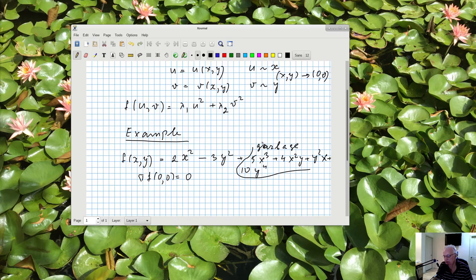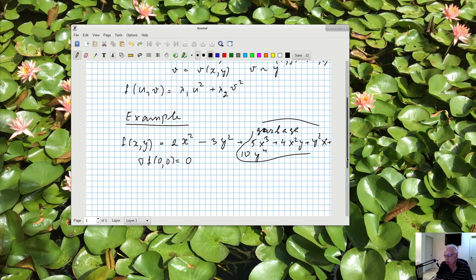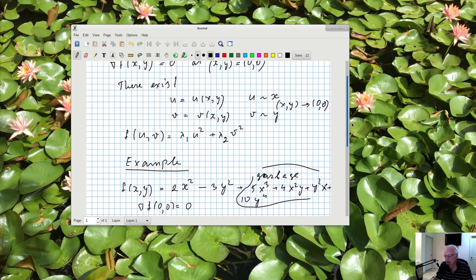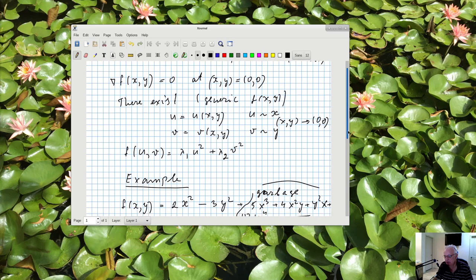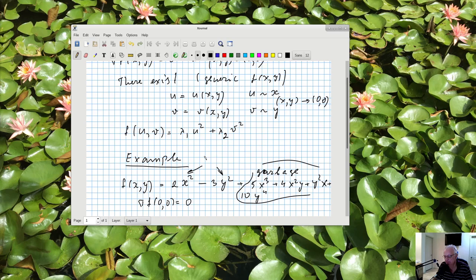This is the quadratic part. Then let me construct the Morse change of variables that will make this function look like the sum of squares, like that. Again, I mean generic, this works for the generic f of x, y. Generic means you have both lambdas, both squares are present. That means generic. Because if at least one of the squares disappeared, it's not going to work. Generic means the quadratic part has both x squared and y squared. Now let me construct the change of variables.